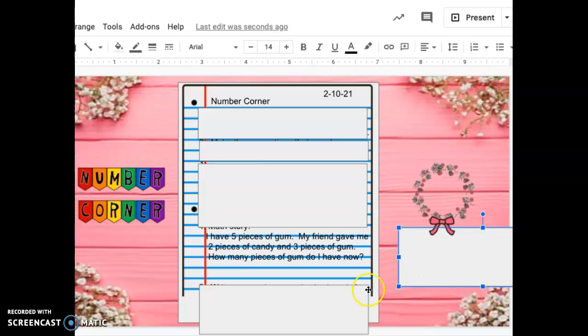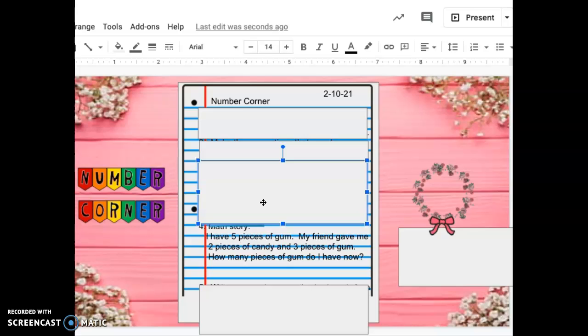Let's look at number 4. Today's math story says, I have 5 pieces of gum. My friend gave me 2 pieces of candy and 3 pieces of gum. How many pieces of gum do I have now? Friends, remember it's important that you show a picture, an equation, and an answer with the correct label.